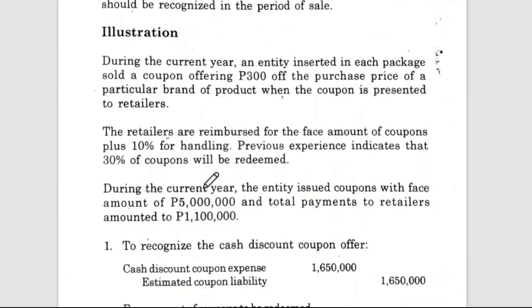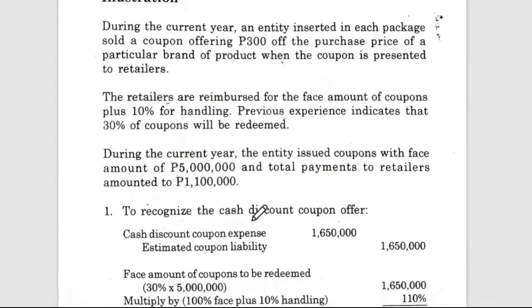For example, during the current year, an entity inserted in each package sold a coupon offering 300 pesos off the purchase price of a particular brand of product when the coupon is presented to retailers. The retailers are reimbursed for the face amount of the coupons plus 10% for handling. Previous experience indicates that 30% of the coupons will be redeemed. During the current year, the entity issued coupons with a face amount of 5 million and total payments to retailers amounted to 1,100,000. So first, we recognize the cash discount coupon offer.